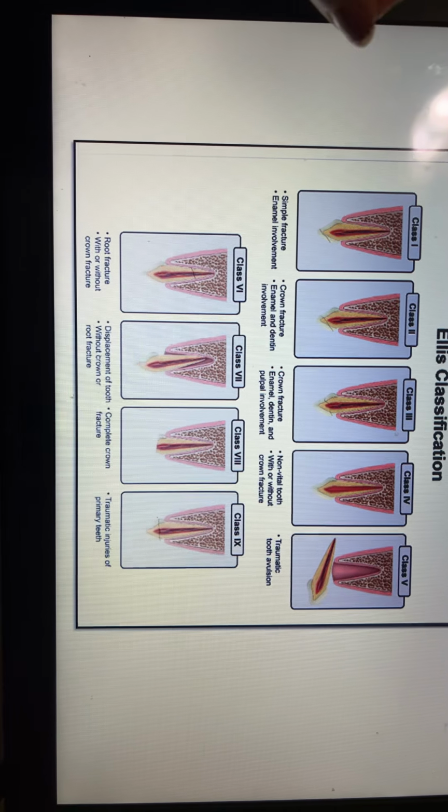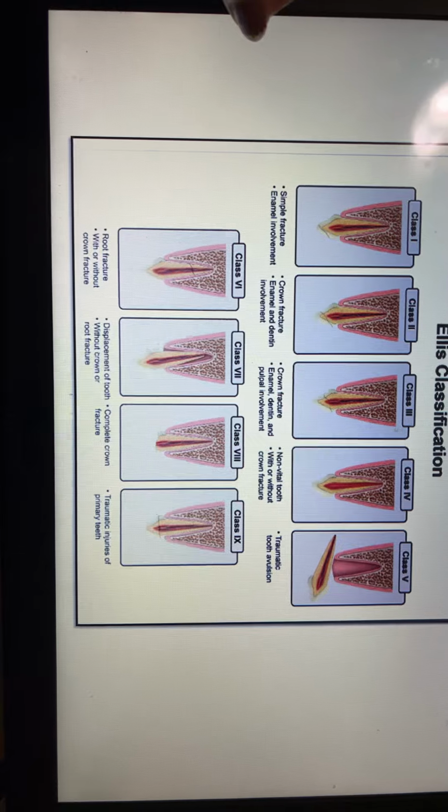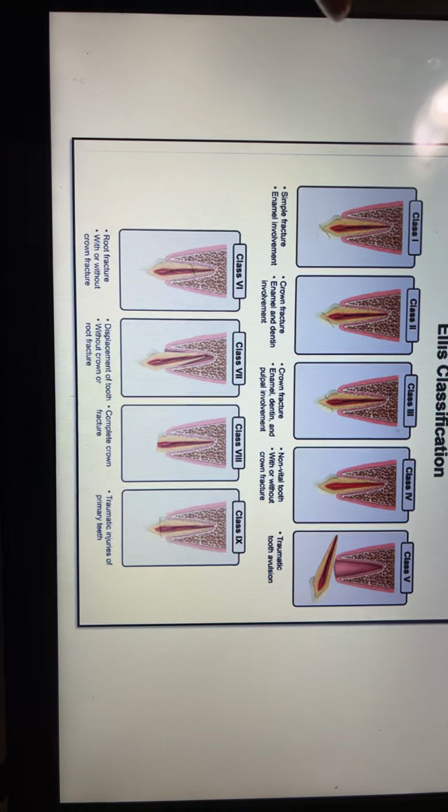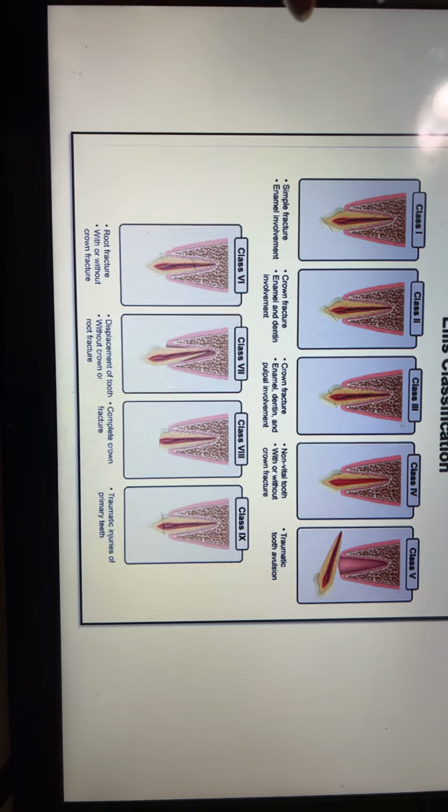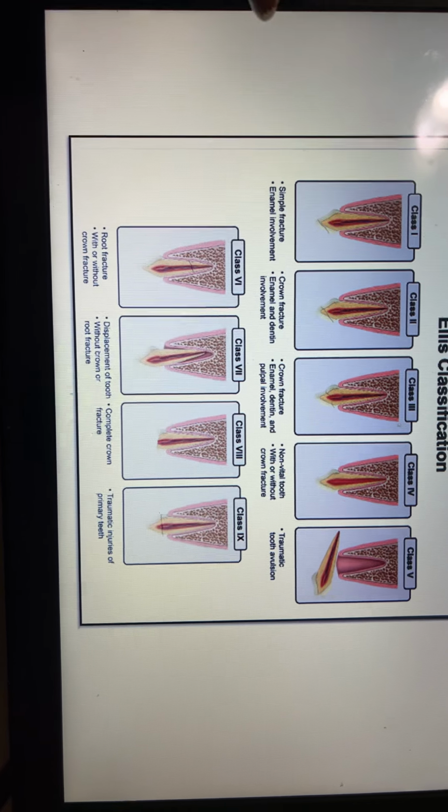So a question can be asked, okay, there is a class 1 fracture, what is the treatment? So remember, it will be on the outer layer. So we'll try to reconstruct the tooth, simply by building the tooth, okay.